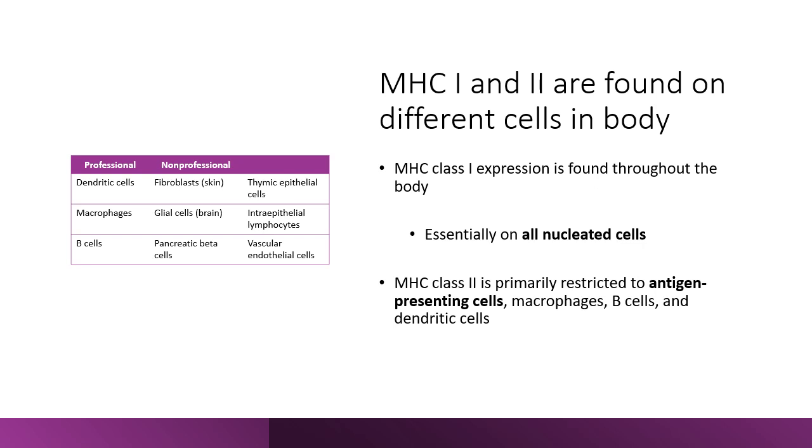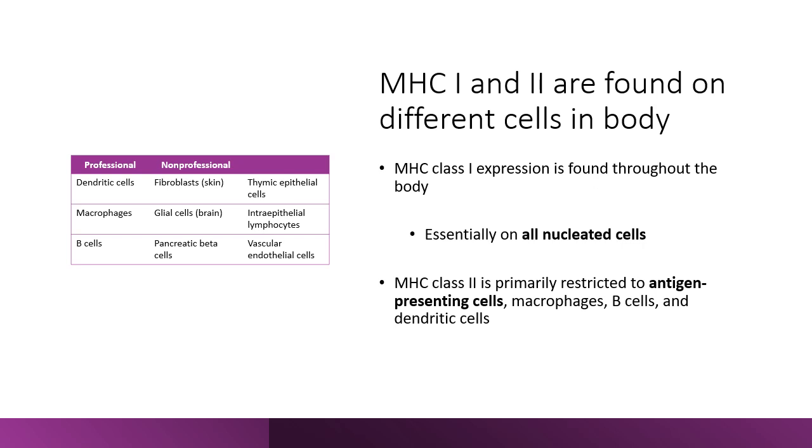Okay. Professional antigen presenting cells: dendritic cells, macrophages, B cells. I just said that. Other non-professional cells that can also present antigen include fibroblasts, like your skin cells, glial cells in your brain, and the pancreatic beta cells of your pancreas, the ones we were just talking about that are important to type 1 and type 1.5 diabetes. The thymic epithelial cells, we will talk about those little guys a lot in the next chapter.